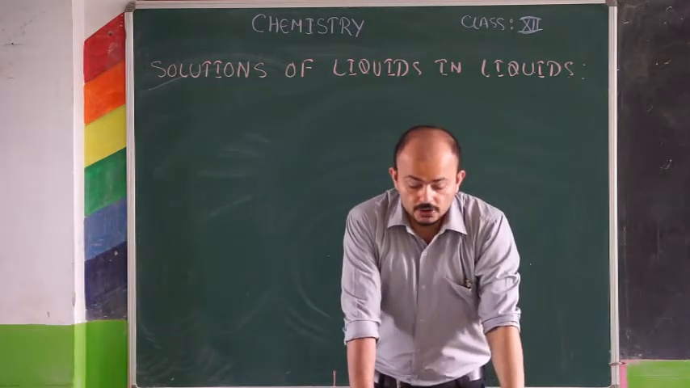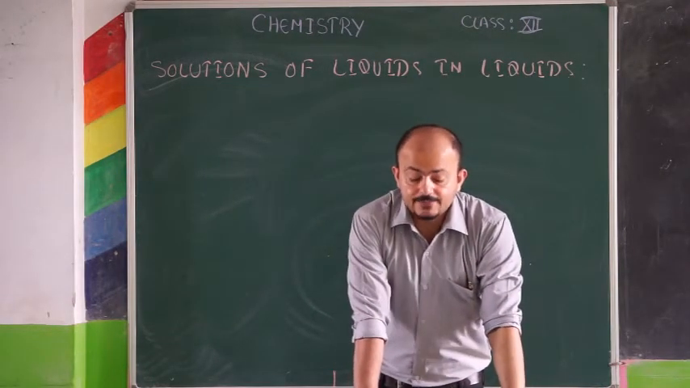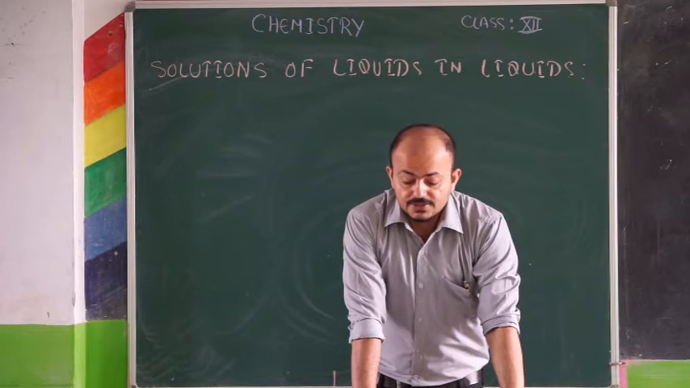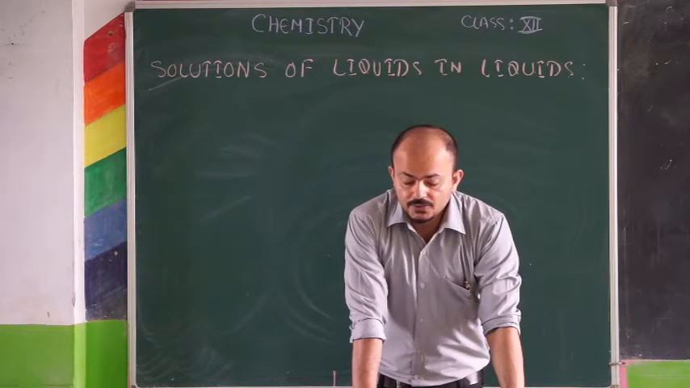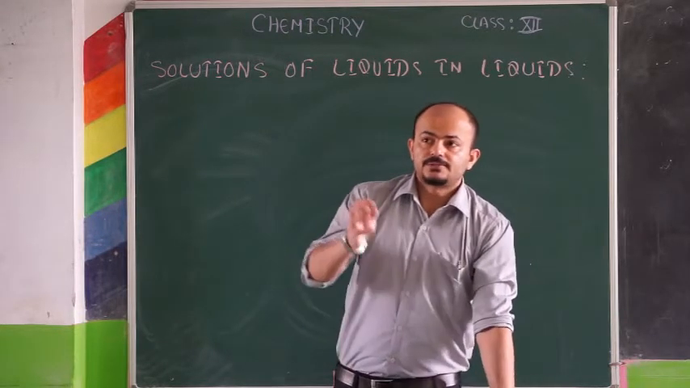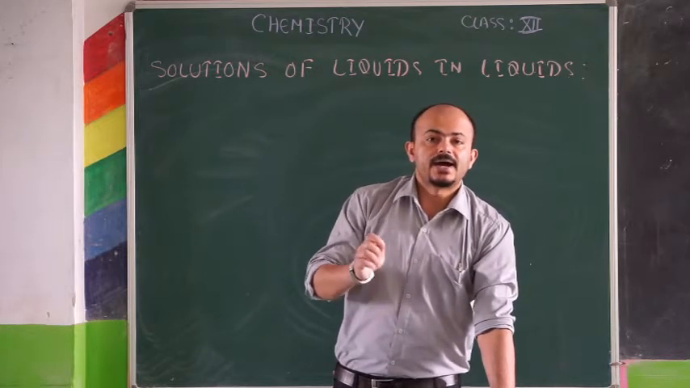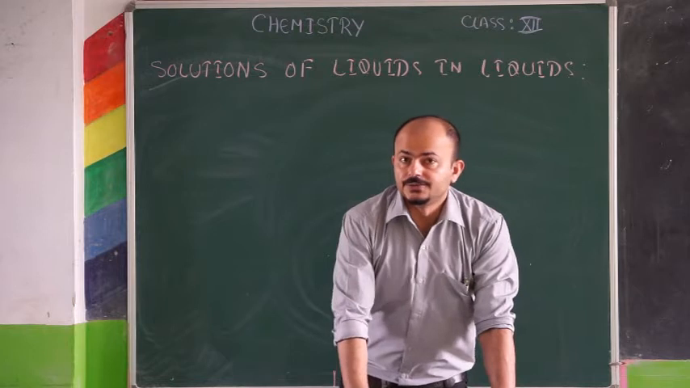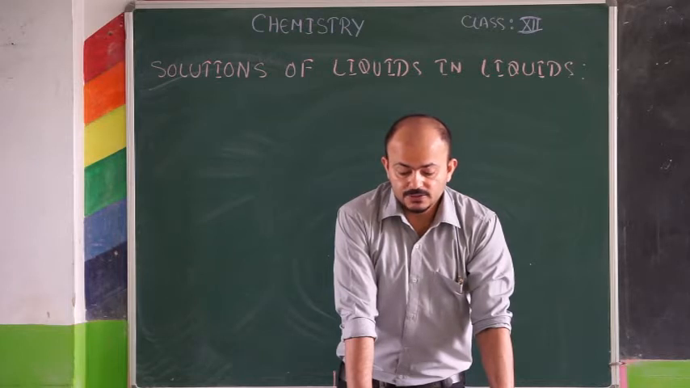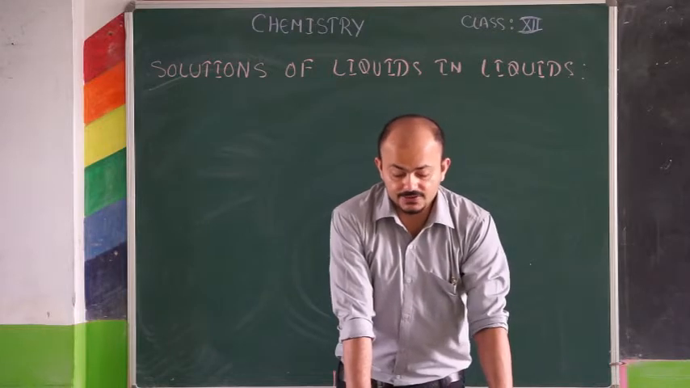Now, whenever you have solutions of liquids in liquids, you have to remember what its vapor pressure is. The pressure exerted by the vapor in equilibrium with the liquid at a given temperature is called the equilibrium vapor pressure, or simply the vapor pressure of that liquid at that temperature. So what is vapor pressure? Vapor pressure is the pressure exerted by the vapor in equilibrium. You have to remember this. The pressure exerted by the vapor in equilibrium with the liquid at a given temperature is called the equilibrium vapor pressure, or simply vapor pressure of that liquid at that temperature.